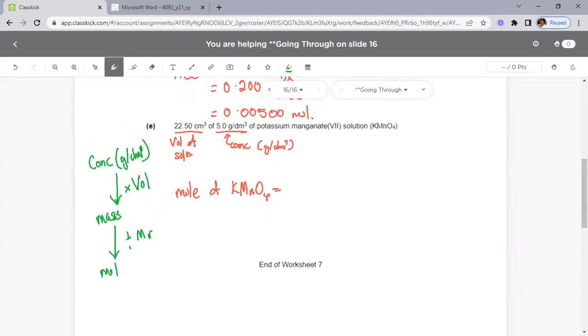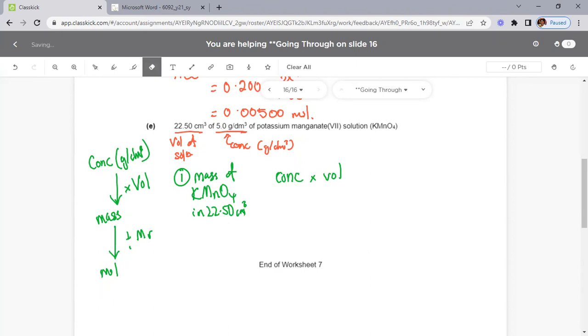So this one requires 2 steps. To find the mole of KMnO4, it's not just like that. There are 2 steps to do, so let's do the first step first. The first step is to find the mass of KMnO4 in 22.50 cm3. So I'm going to take the concentration, multiply by the volume. In this case, this will be 5.0 multiplied by 22.50 divided by 1,000, because I need to convert to dm cube.